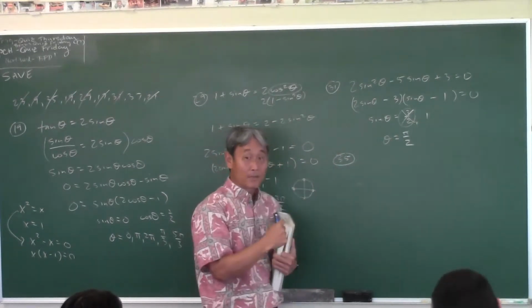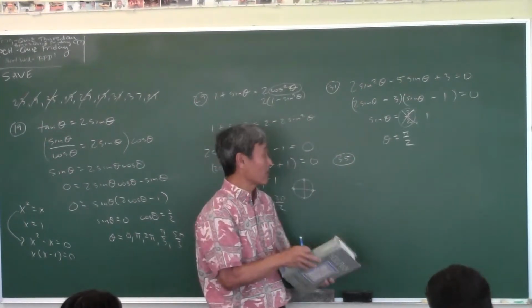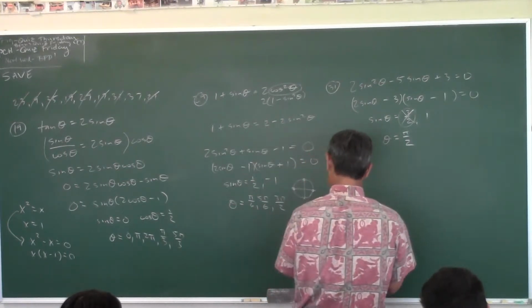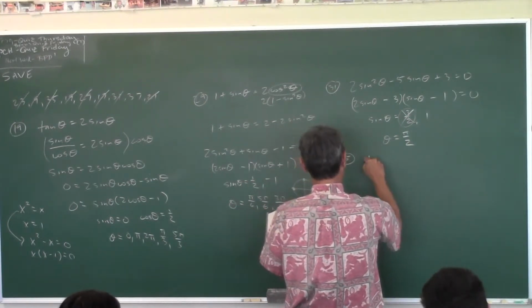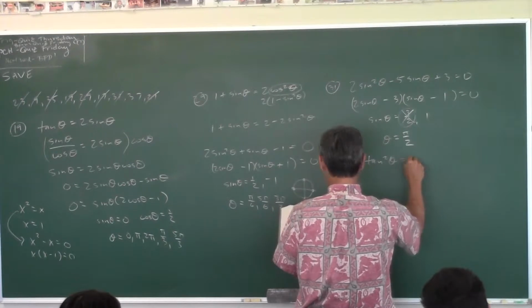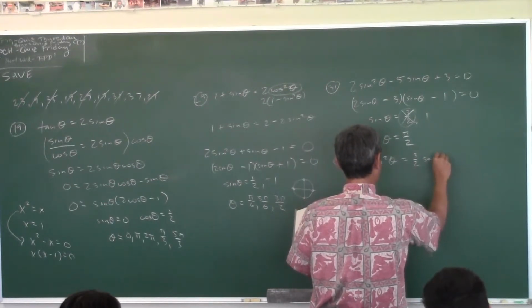See, but you guys copy it down, you gotta do it again. Otherwise, you didn't really learn it. 35. Tangent squared theta is equal to 3 over 2 secant theta.